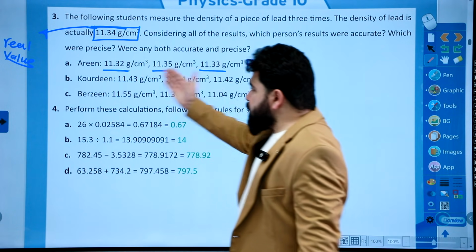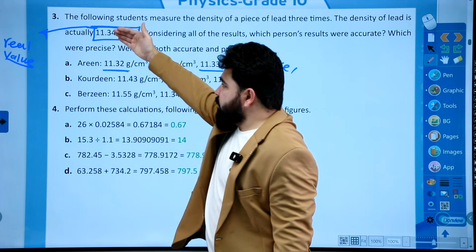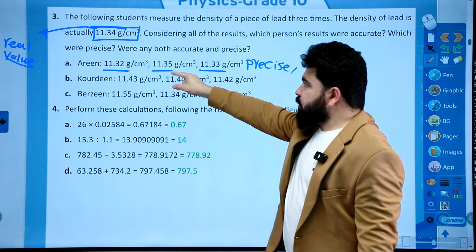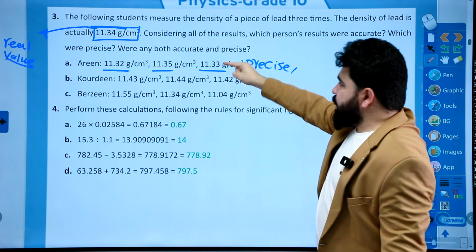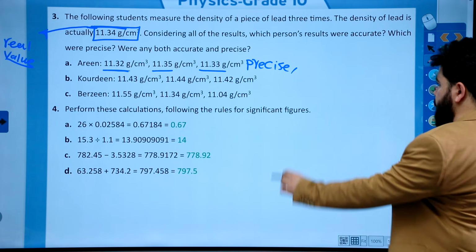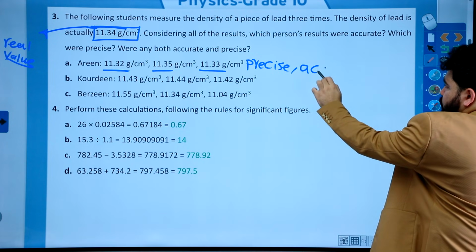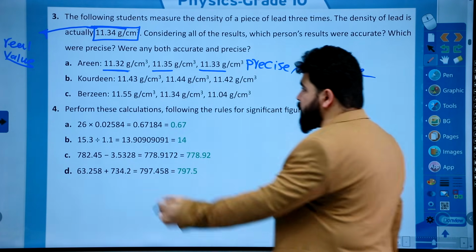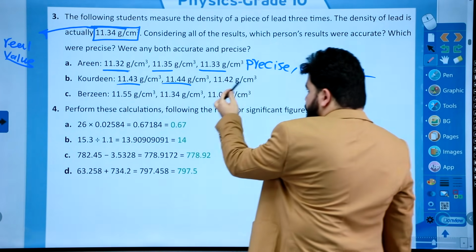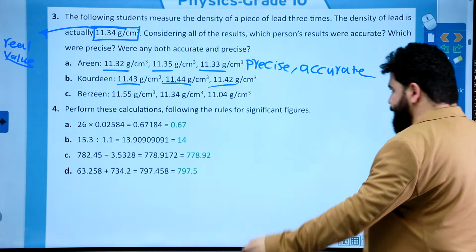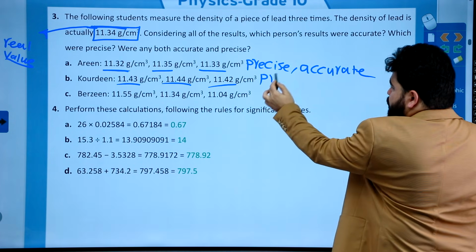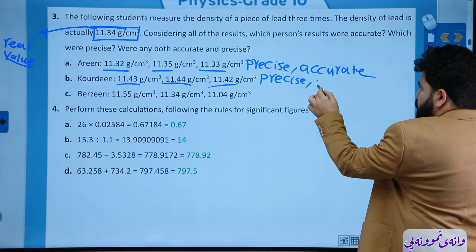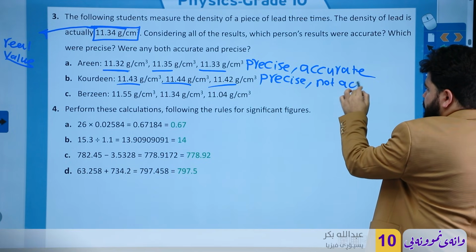Now, are these numbers close to the real value? Yes, 11.32 is close to 11.34, 11.35 is close to 11.34, and 11.33 is close to 11.34. So this is also accurate. Be careful. What about the second one? He got 11.43, 11.44, 11.42. Are the numbers close together? Yes, so they are precise. Are the numbers close to the real value? No, so not accurate.